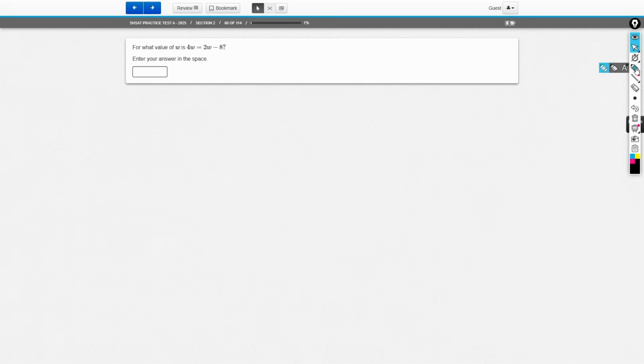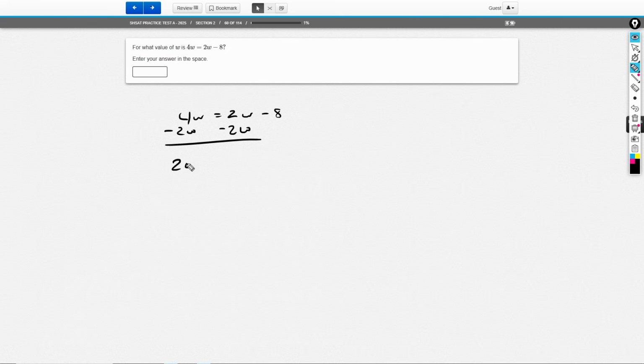It asks us, for what value is 4w equal to 2w minus 8? All we have to do here is solve for w, so we can do that by moving it to one side. We're going to subtract 2w from both sides, and we get that 2w is equal to negative 8. Divide both sides by 2, and we get that w is equal to negative 4.